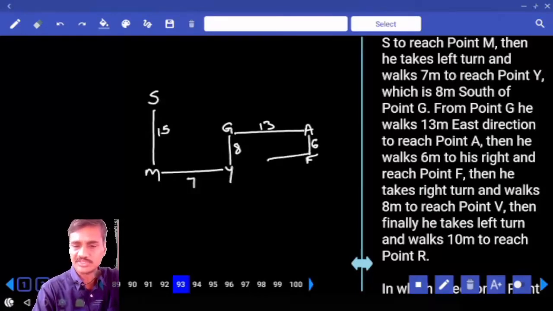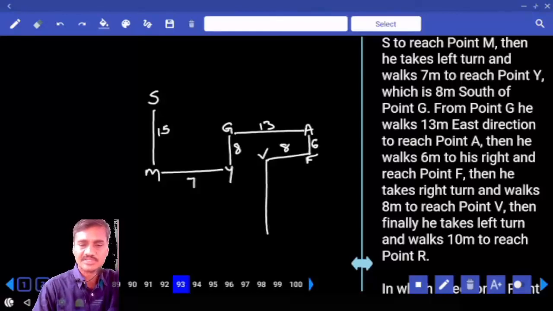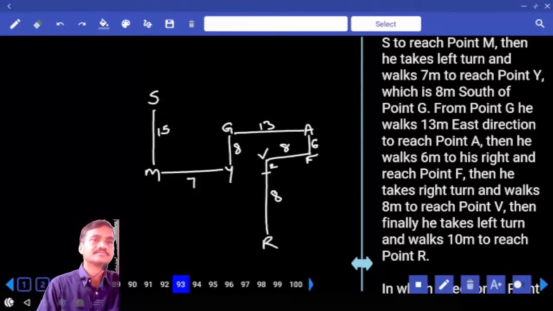How much is the distance from here again? 8 meters, now to reach point V. Then finally he takes a left turn and walks 10 meters, on the left-hand side. Up to here this is only 2 meters and this is 8 meters, and he reaches point R.